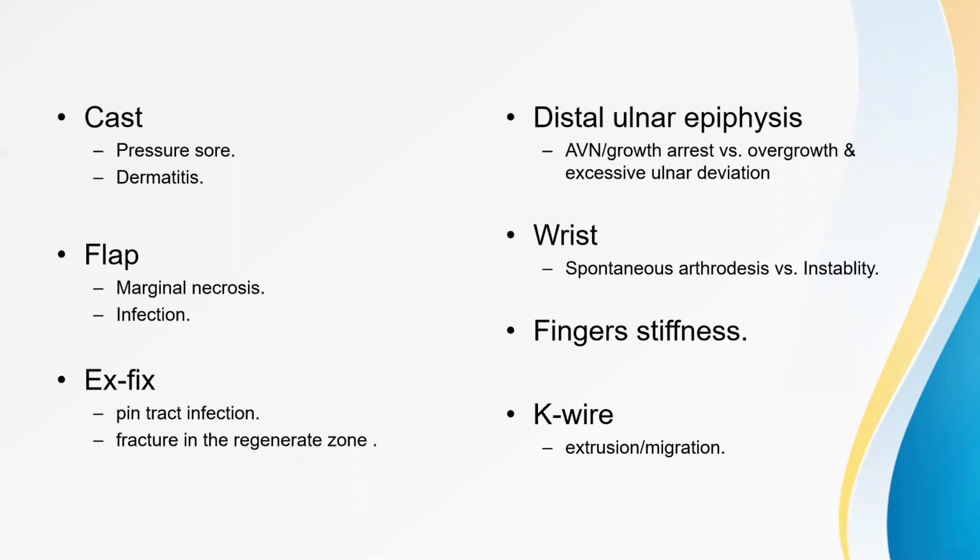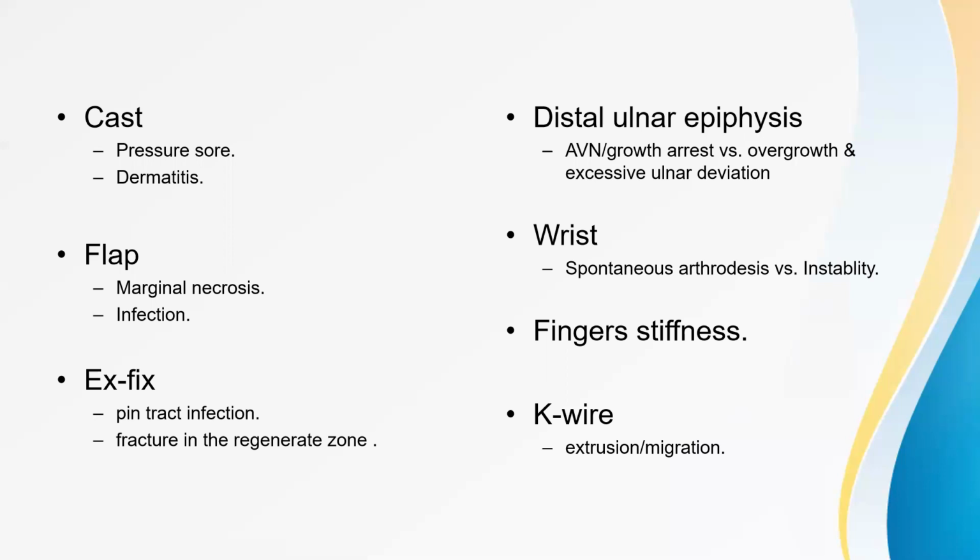The distal ulnar epiphysis-related complications, whether it is a growth arrest or avascular necrosis or an overgrowth with excessive ulnar deviation, were especially true with the use of external fixators. The wrist-related complications, where we end up with an unstable wrist or a spontaneous arthrodesis. It is either stiffness or instability. Usually the wrist is not restored back to normal.